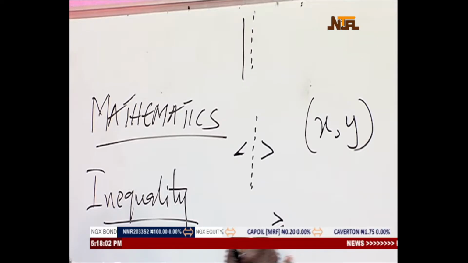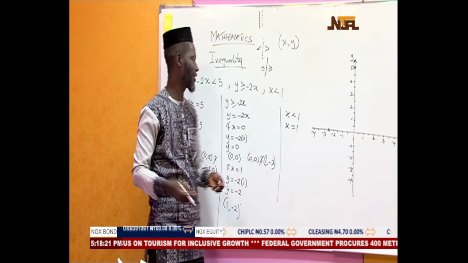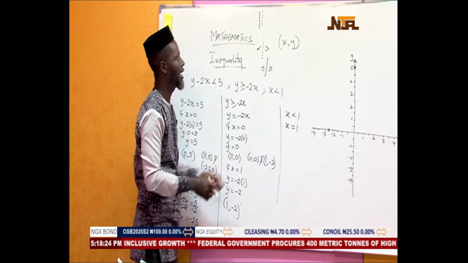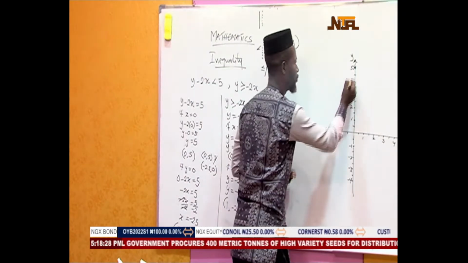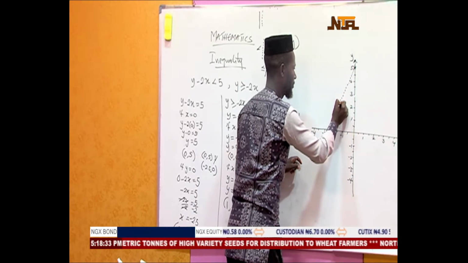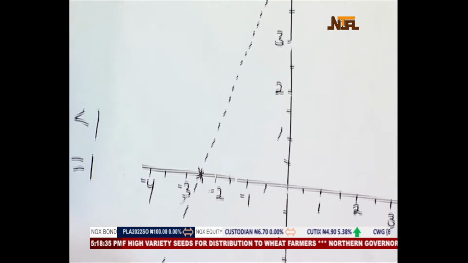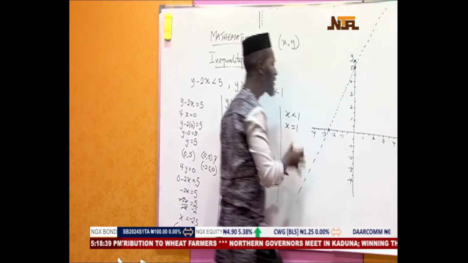Now, let's go back to this. We now want to join the points together, I mean the points 5 and minus 2.5. Now, are we going to have a thick line or a dotted line? It depends on the inequality sign that we are given. So we are given less than. That means that we need a dotted line, not a thick line. So use your ruler to join them. So this is a straight line.